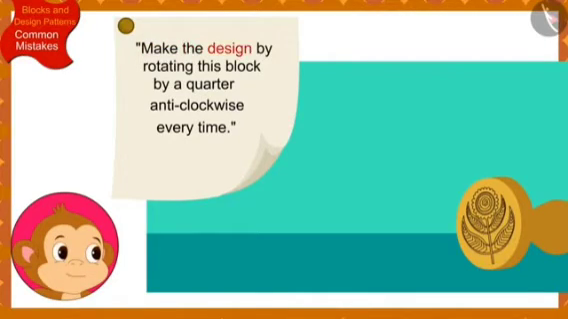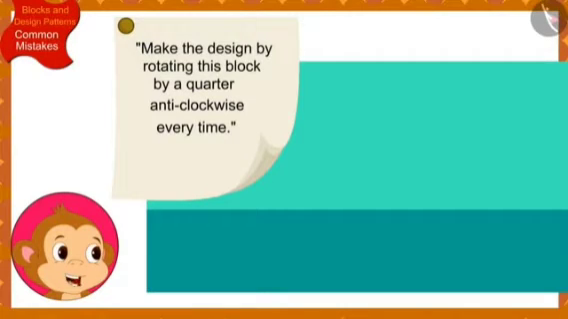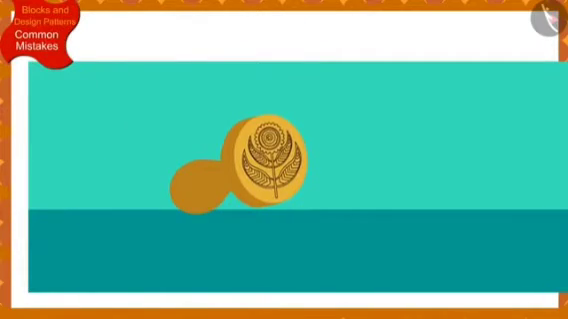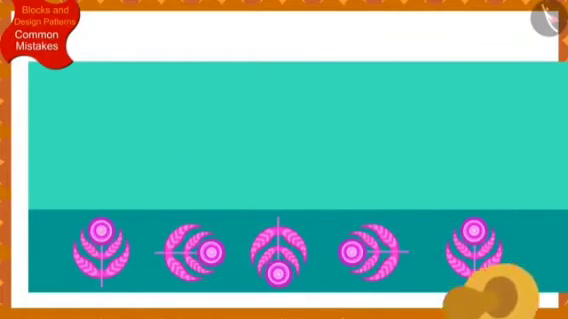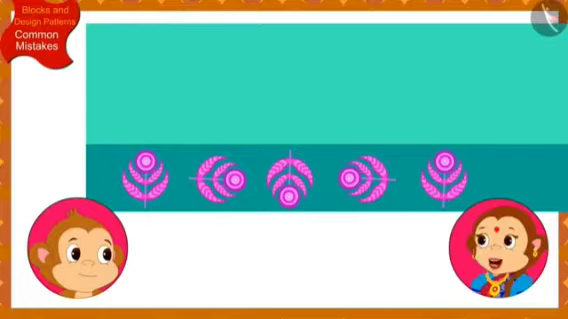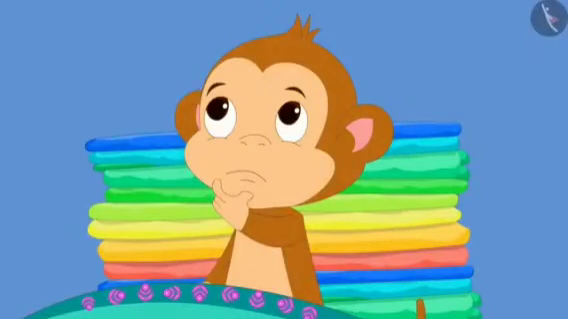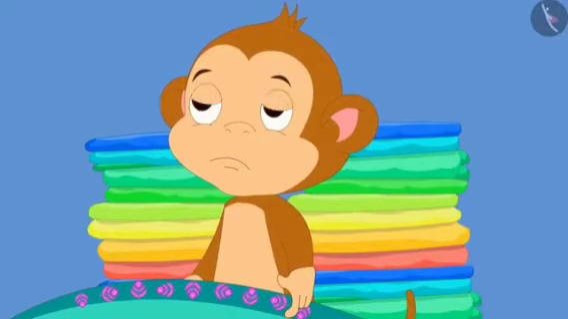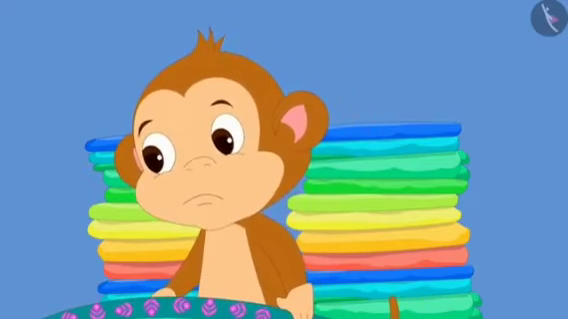Babban has to make the design using this block according to this rule on the first saree. Make the design by rotating this block by 1/4 anti-clockwise every time. Babban read the instructions written by Banno. This is so easy, thought Babban, and quickly made this design using the block on the first saree. Bappanji, you made the wrong design. Banno told Babban. Poor Babban could not understand what mistake he made while creating the design.